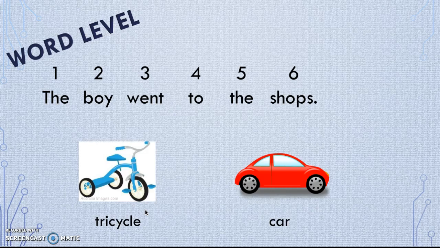You've given 2 words, such as tricycle and car. Tricycle is bigger to look at because it has more letters and more syllables. Children without word level awareness will tend to choose the car as the bigger word because the object, a car, is bigger than a tricycle.